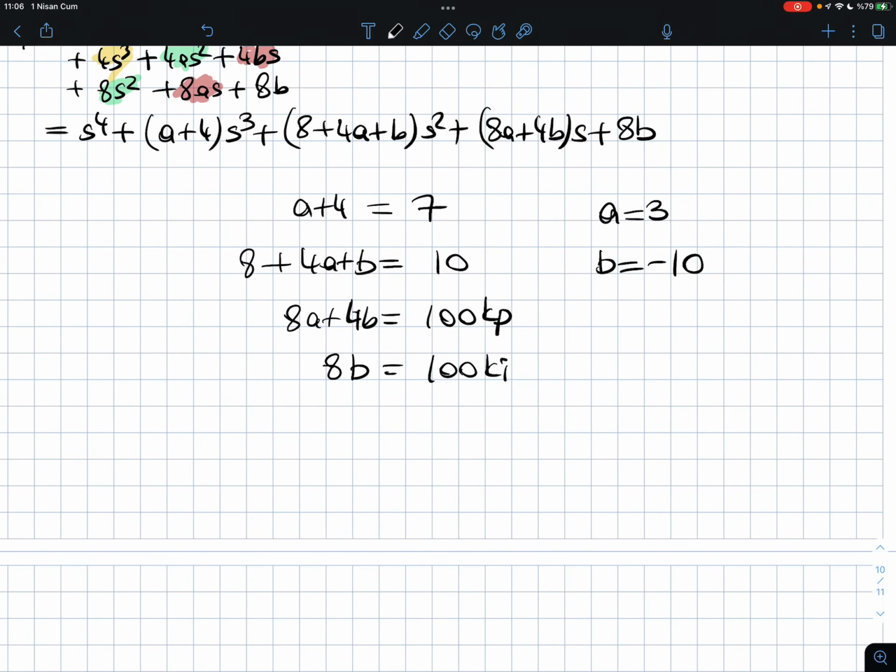But let me quickly try to calculate the KP and KI terms. A is 3, so 24, 4B minus 40, so minus 16, so KP should be equal to minus 0.16. And B is again minus 10, so therefore KI should be minus 0.8, something like this.